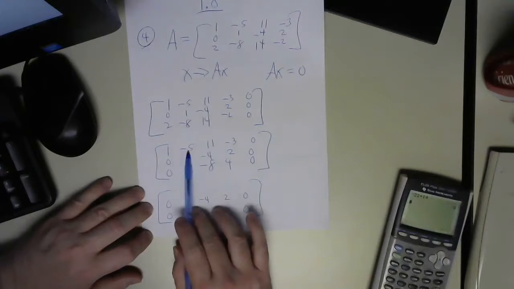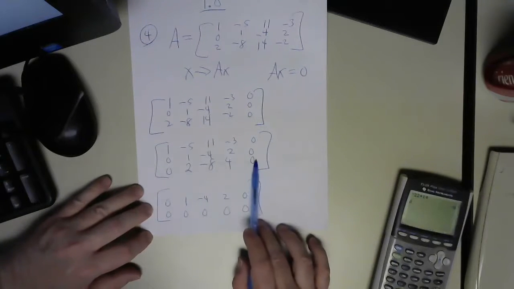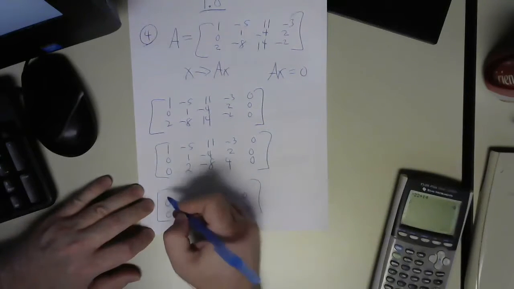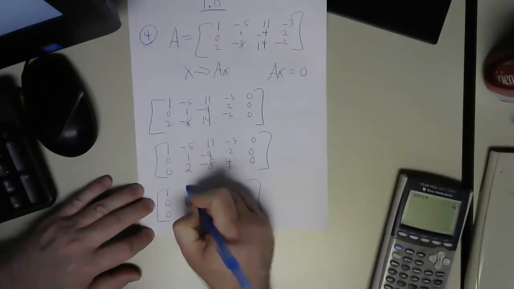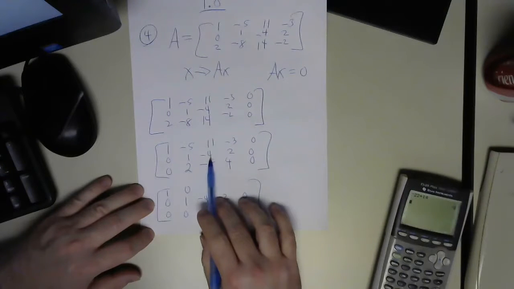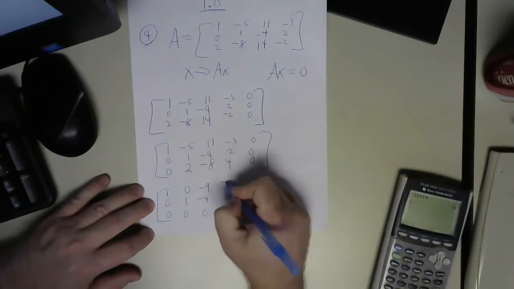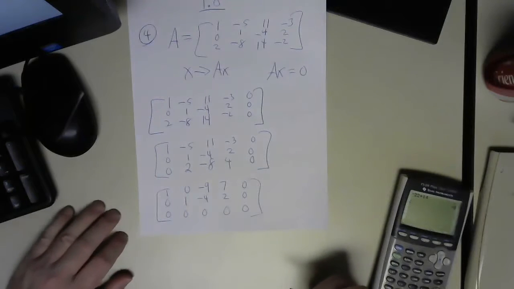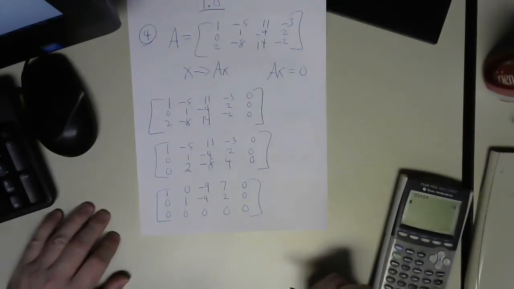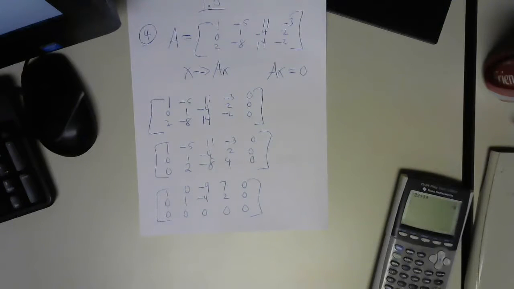Now let's get rid of the -5. So I'll multiply the second row by 5 and add it to the first row. 5 times this is -20, plus 11 is -9. 5 times that is 10, minus 3 is 7. That'll be a 0. Okay, so that looks like it's in reduced echelon form. And it looks like we probably have multiple solutions for this thing.